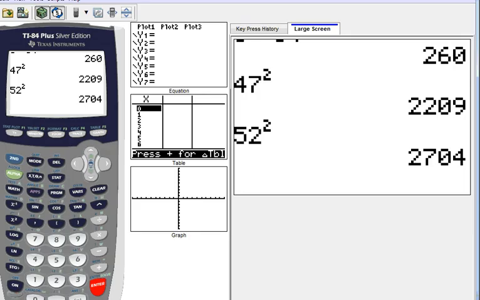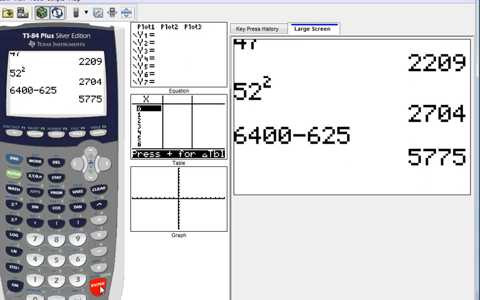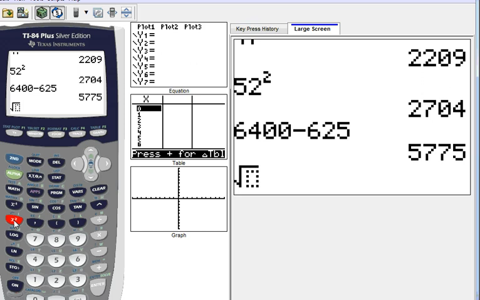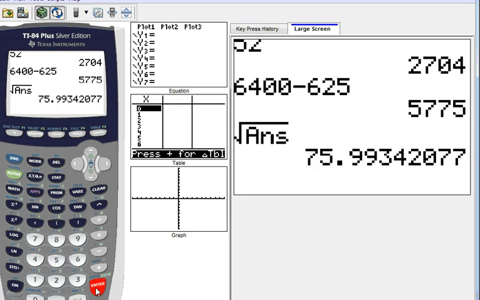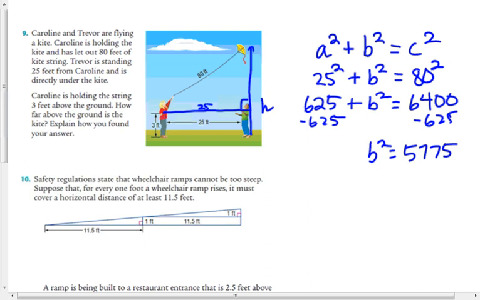I'm going to actually make sure I subtracted that right. So 6,400 minus 625. Let's make sure I did that right. Then we're going to do the square root of that. And if you don't want to type in that number, you can just go second and then the negative sign, and that'll give you your last answer. And that comes out to be pretty darn close to 76. I think we'll just say b is approximately 76.